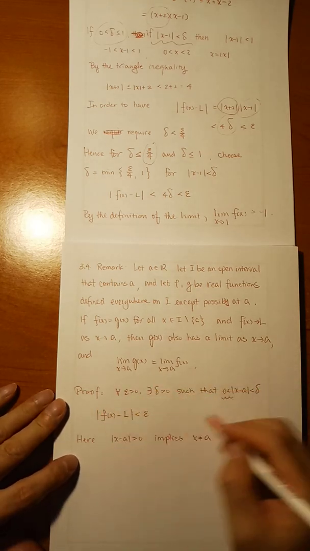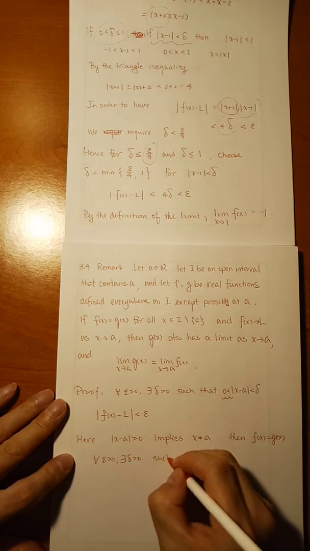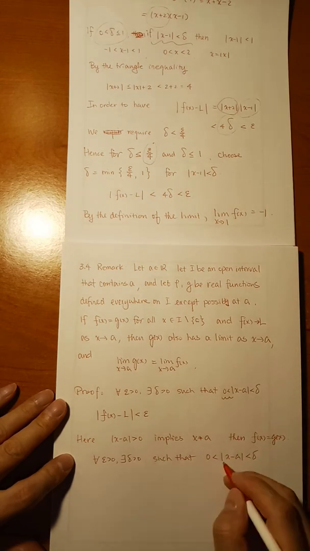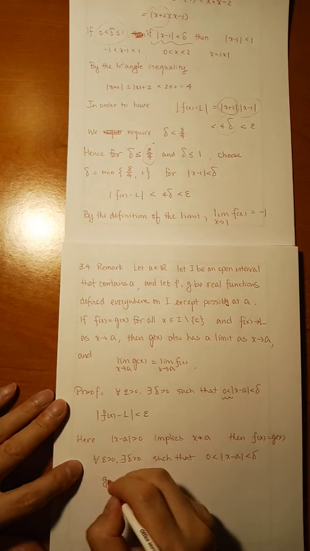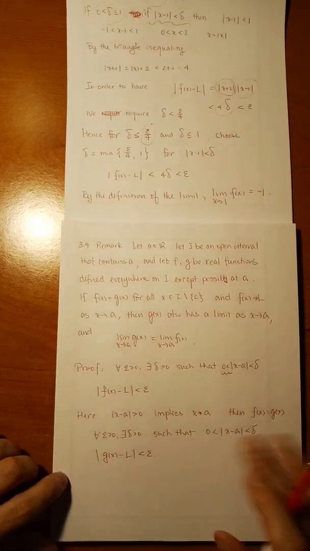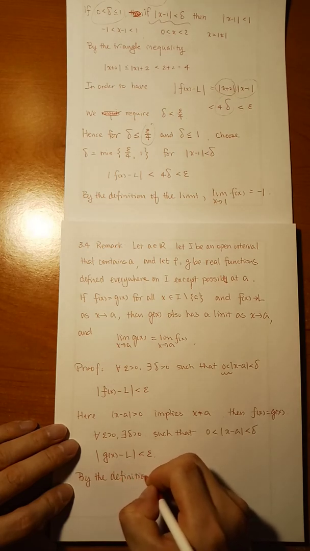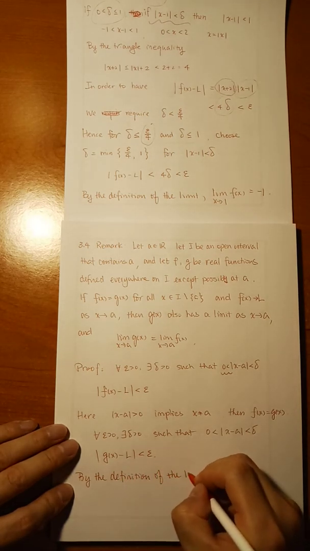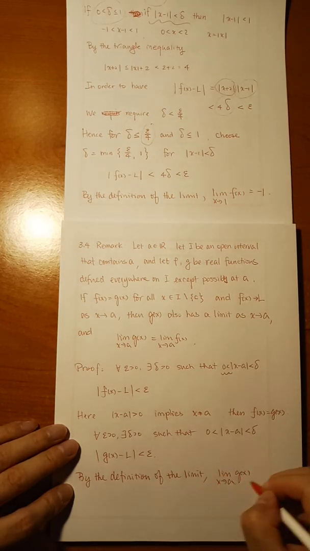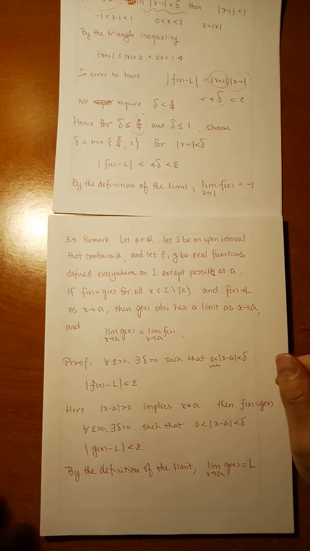So let's rewrite this sentence again. For every epsilon greater than 0, there exists a delta greater than 0 such that whenever 0 is less than the absolute value of x minus a, less than delta, here f is g, so the absolute value of g(x) minus L is less than epsilon. What is this? This is exactly the definition of the limit. The limit of g(x) as x approaches a is also equal to L. Okay, so that's the proof.